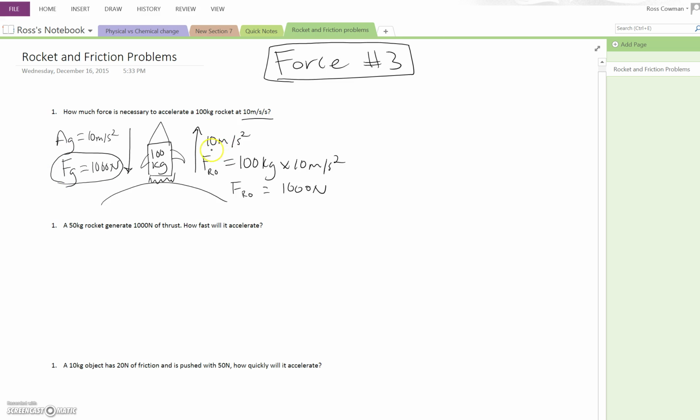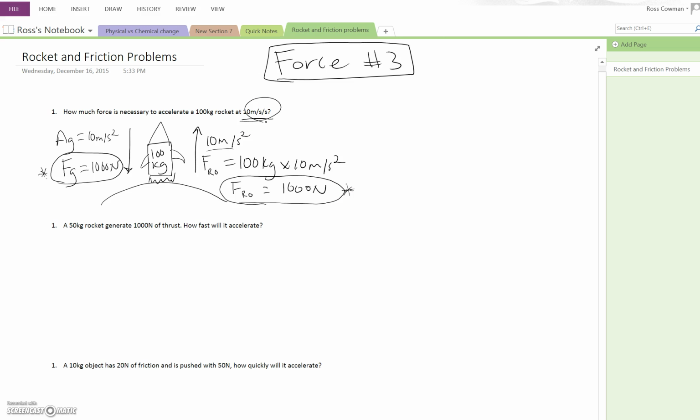And then in order to accelerate it at 10 meters per second squared, we need another 1,000 newtons. If we only gave this rocket 1,000 newtons of force, is this rocket going to move? No. Because if we give it just 1,000 newtons of force, that's just enough force to counteract the downward force of gravity. But we need to not only take care of that force, but also give it enough force, right here, to get it accelerating 10 meters per second squared upwards.